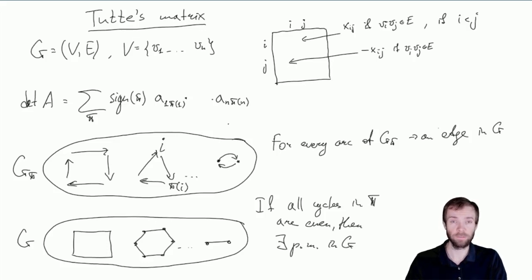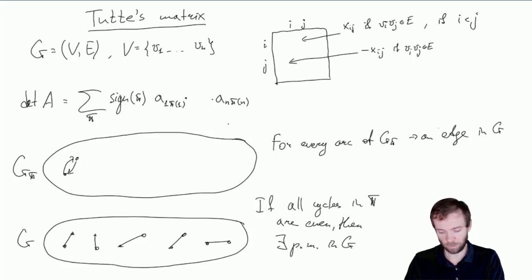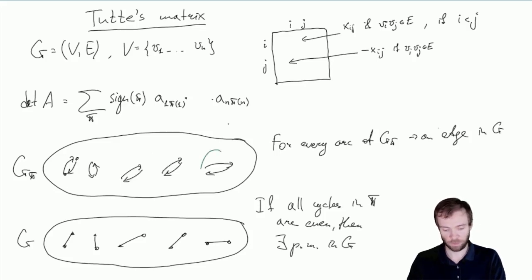And this argument can be reversed. If G has a perfect matching, so if we are able to split all the graph vertices into endpoint-disjoint edges, then we can construct a permutation of this sort, a permutation which is just a bunch of transpositions, where for every edge of the graph we take just the transposition of the corresponding elements. And it's easy to see that to such a permutation there would correspond a non-vanishing term like this.